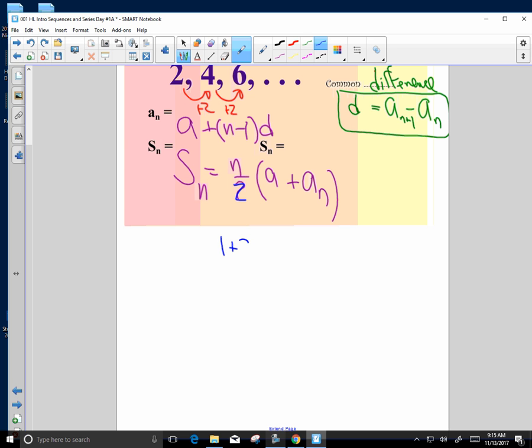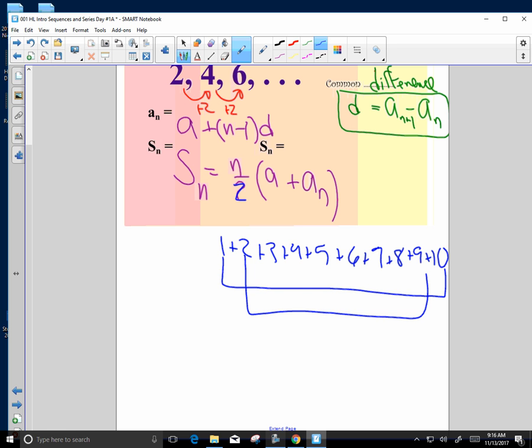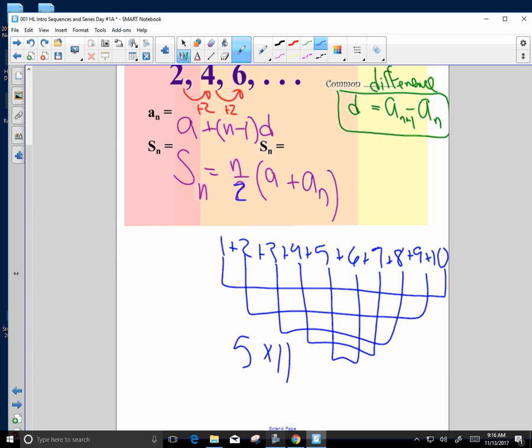The classic is 1 plus 2 plus 3 plus 4, 5 plus 6 plus 7 plus 8 plus 9 plus 10. What's the sum of the first 10 digits? Should be able to get those real quick. Yeah, because what's 1 and 10? 11. 2 and 9. How many 11s will we have? There's 5 11s. And over 2, the first term was 1, the last term is 10.